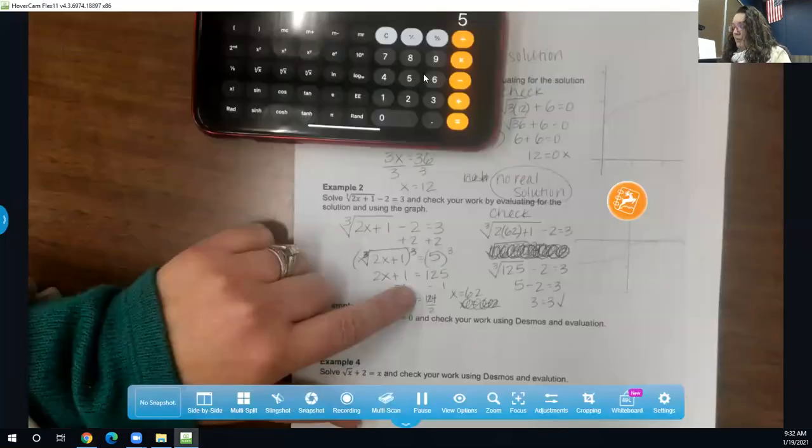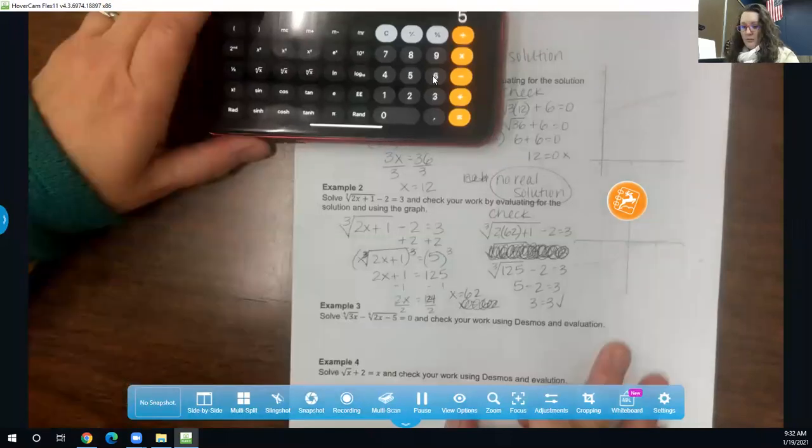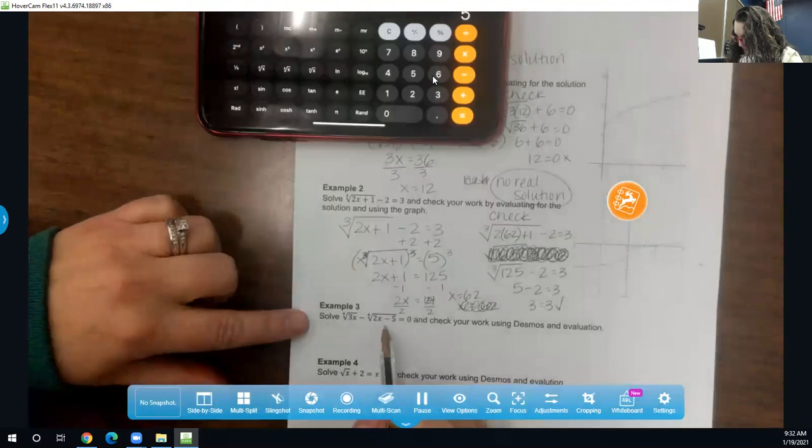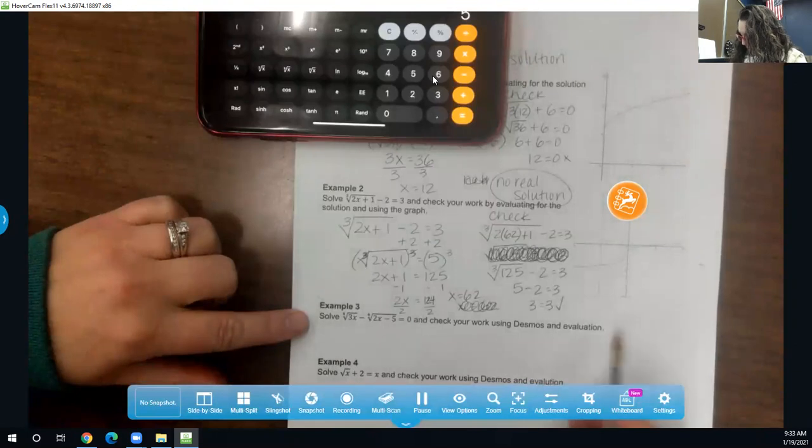I'm going to be checking my math along the way since I'm having trouble multiplying today, y'all. All right, so here's another example. A little bit crazy. Solve the fourth root of 3x minus the fourth root of 2x minus 5 equals 0, and check your work using Desmos and evaluation.